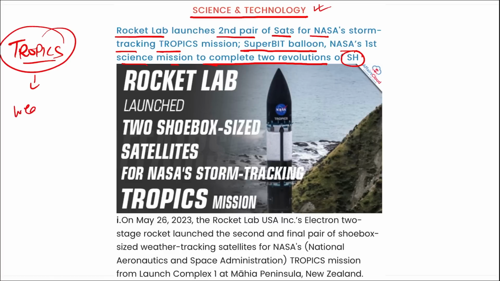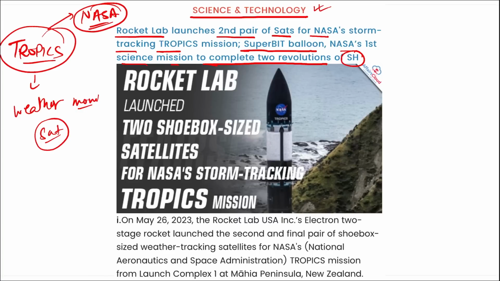This is a weather monitoring satellite. Right, now the question can be asked that Tropics, it is of which country or it is of which space organization? NASA launched this Tropics. Correct? So this is related to your Tropics that you need to remember. Second thing is your Superbit.